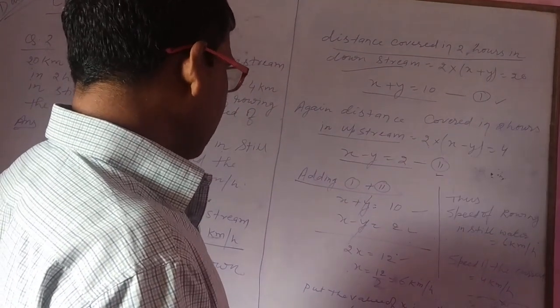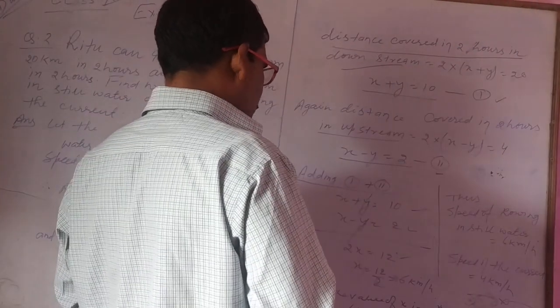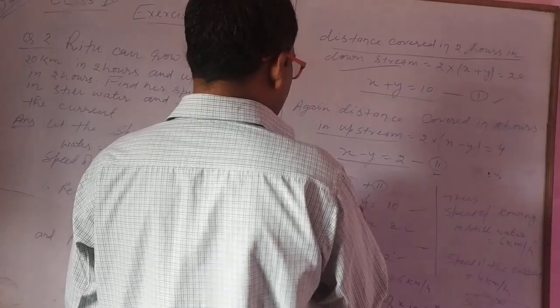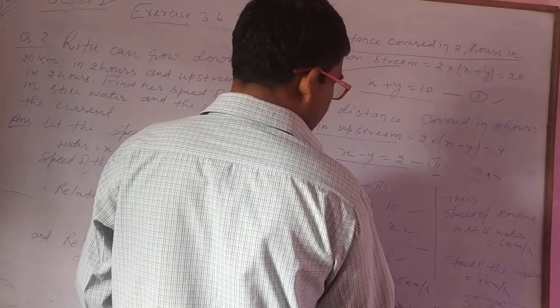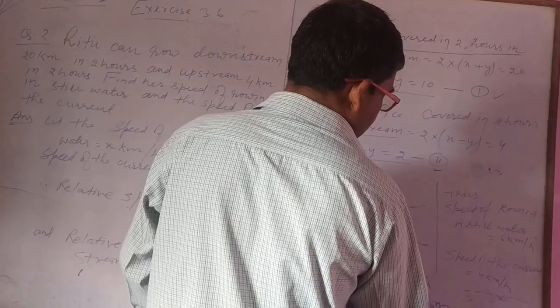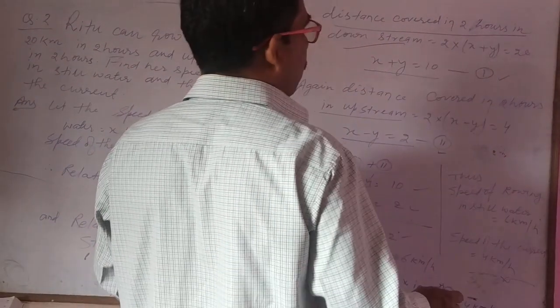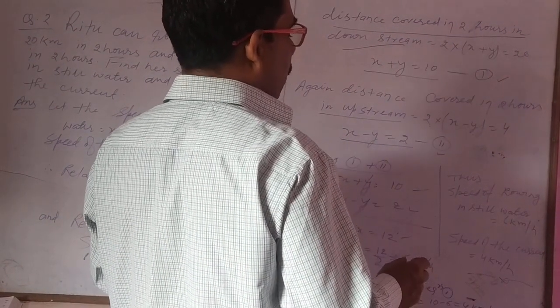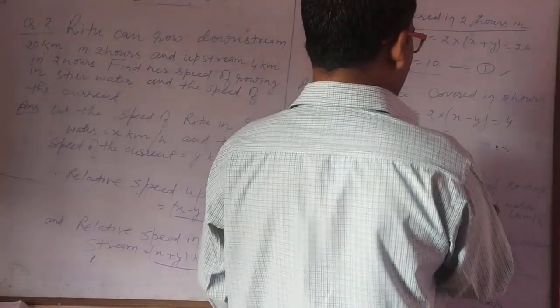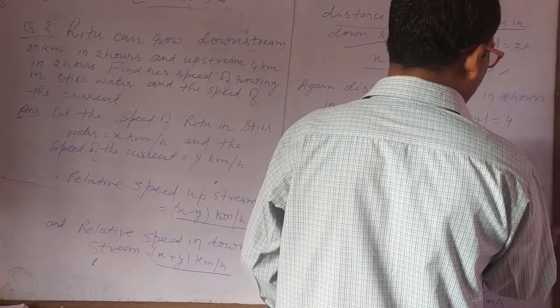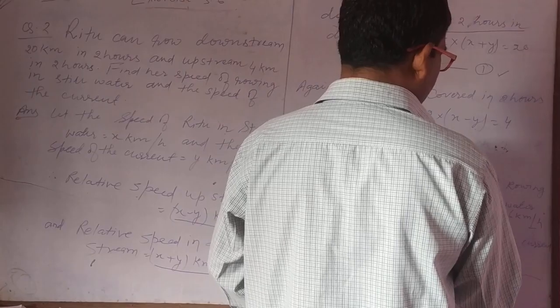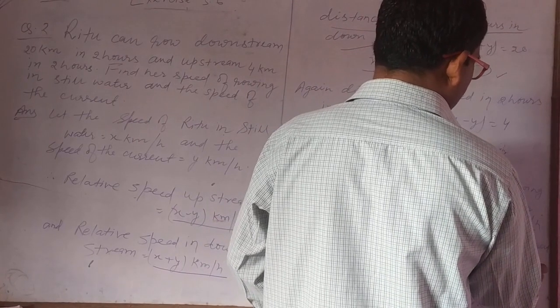Put the value of x in equation 1. Then what happens? 6 plus y equals 10. This implies y equals 10 minus 6 equals 4 km per hour. Thus, the speed of rowing in still water equals 6 km per hour and the speed of the current equals 4 km per hour.